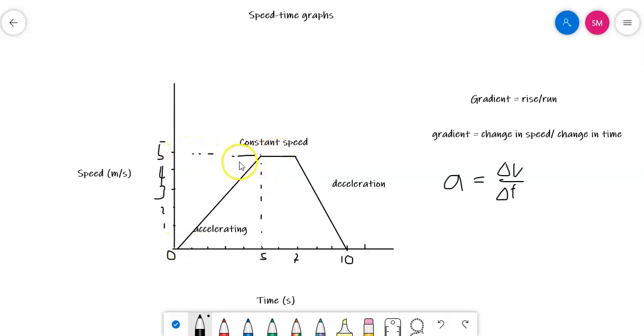Well, what we'd need to do is find the change in the speed. So it's gone from 0 meters per second up to 5 meters per second. So the change in velocity equals 5. Got 5 meters per second as the change in velocity, and the time it's taken is 5 seconds. So the acceleration, quite simply, for this section, if we called it section A, is just 1 meter per second per second. So remember, the units for acceleration, you need to go ms minus 2.